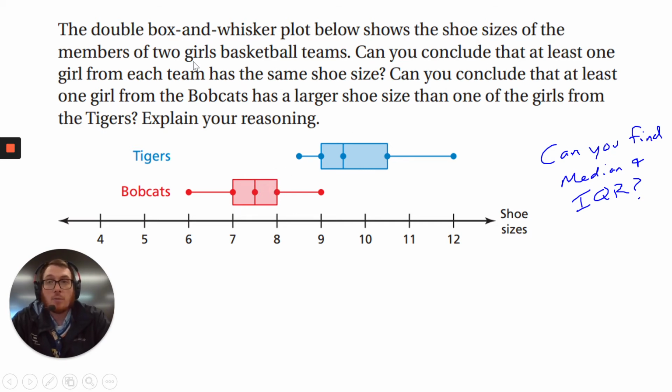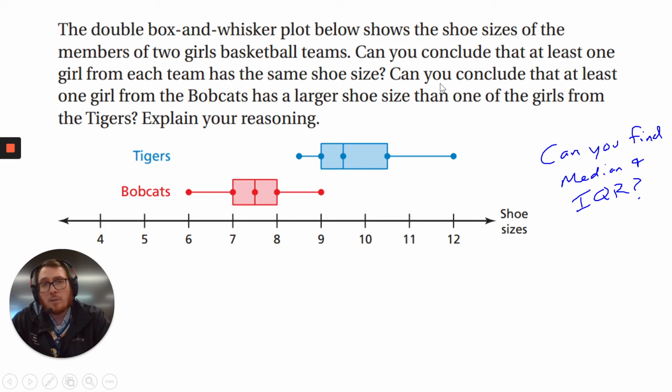Can you conclude at least one girl from each team has the exact same shoe size? Now, the answer to that question is actually no. Even though there's some overlap to these pieces of the graph, and you say, oh, there's a dot for both of them. Look, there's a 9, a dot here, and a dot here. While it is true that the Bobcats have someone that has size 9 shoe, the Tigers doesn't necessarily have to have someone with a size 9 shoe because remember that the quartiles, like the median, could have been the average of two numbers. So, for example, this could have been the average between 8 and 10, and it becomes this 9.